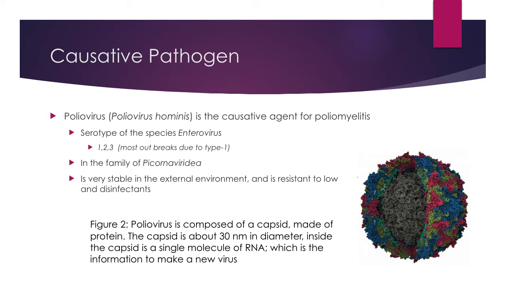The causative pathogen for poliomyelitis is the poliovirus hominis. There is a serotype of the species enterovirus. There are three types, 1, 2, and 3. Most outbreaks are due to type 1.